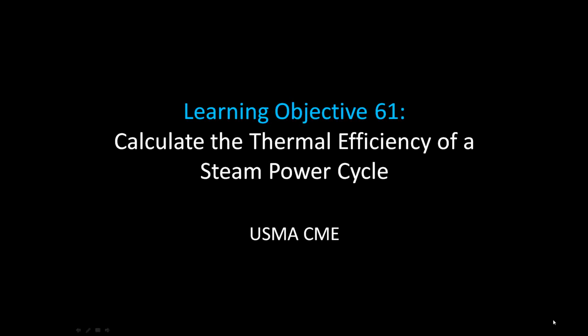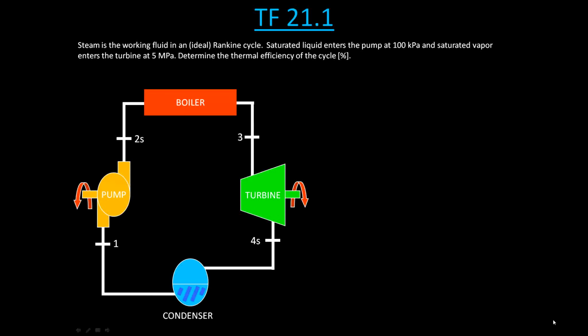In this lesson, we will calculate the thermal efficiency of a steam power cycle. So we're going to look at the steam power cycle. We're going to look at an ideal Rankine cycle, similar to what we did in a previous learning objective. And for this problem, it comes in as saturated liquid to the pump at 100 kilopascals and as saturated vapor into the turbine at 5 megapascals, and it's asking us to determine the thermal efficiency of the cycle.